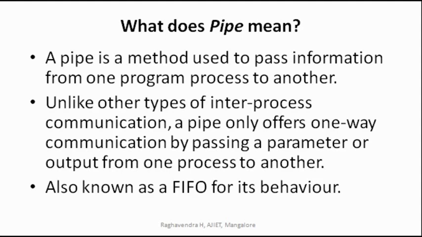So, in this video, we are seeing what is a pipe. The first topic is what a pipe means. In our microcontroller and embedded system, a pipe is a method used to pass information from one program process to another. From one program process to another, the information should be passed. So the information passing method is called a pipe.